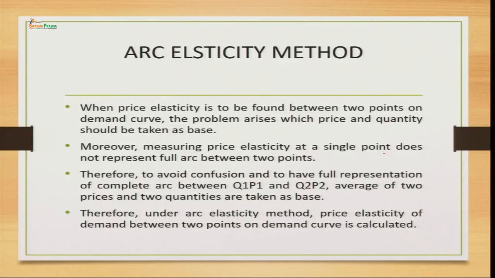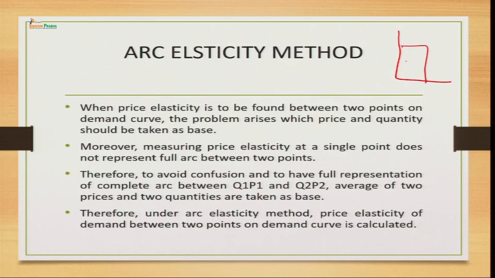Moving ahead, the next method is called the arc elasticity method. This arc elasticity method is an extension of your ratio or percentage method when we want to measure the elasticity between 2 points. See, like I said, the percentage or ratio method will help you measure the elasticity at a specific point, whereas when we talk about the arc on the demand curve and we want to measure the elasticity between these 2 points, right? In that case, we are going to use this arc elasticity method. The arc elasticity method helps you find out the relationship or the change taken place between 2 points.